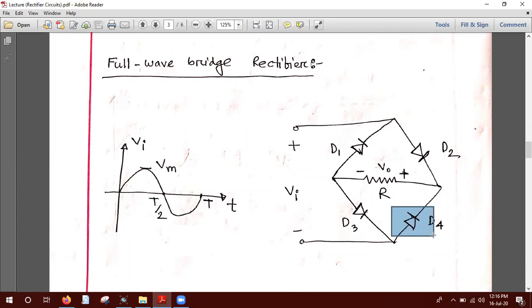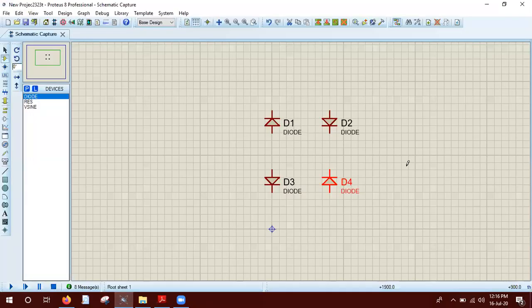Okay, so now let's go back to the software again. So we have connected something like that. We'll now interconnect the four diodes together. Connect all the diodes together and make a bridge. This is also known as a Wien bridge. To make a bridge. Okay, we connected.